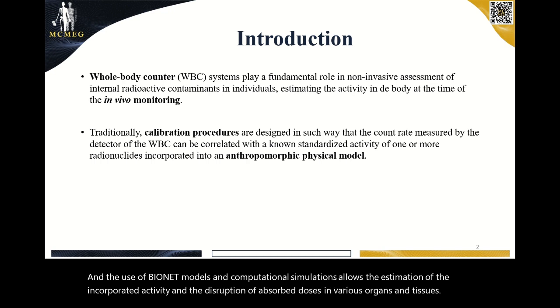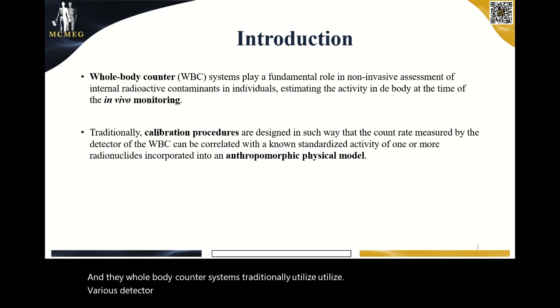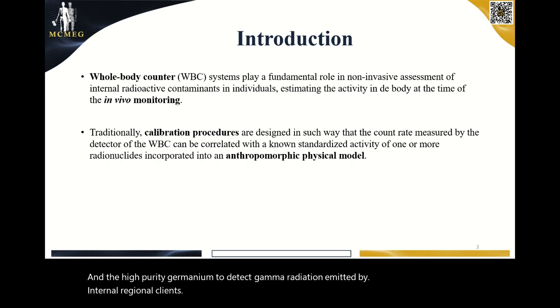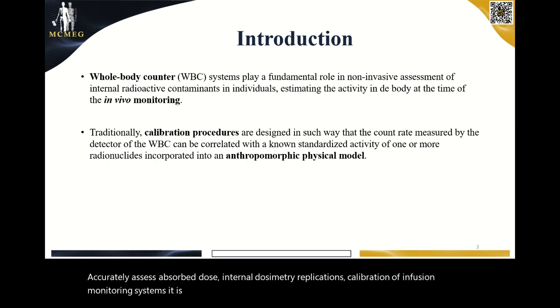Whole body counter systems traditionally utilize various detector materials such as sodium iodide scintillation detectors and high purity germanium to detect gamma radiation emitted by internal radionuclides. To accurately assess absorbed doses in internal dosimetry applications, calibration of in vivo monitoring systems is paramount.